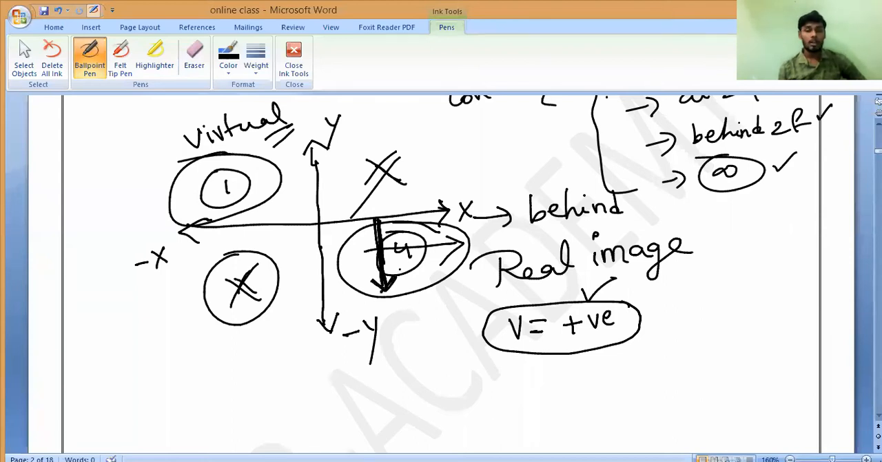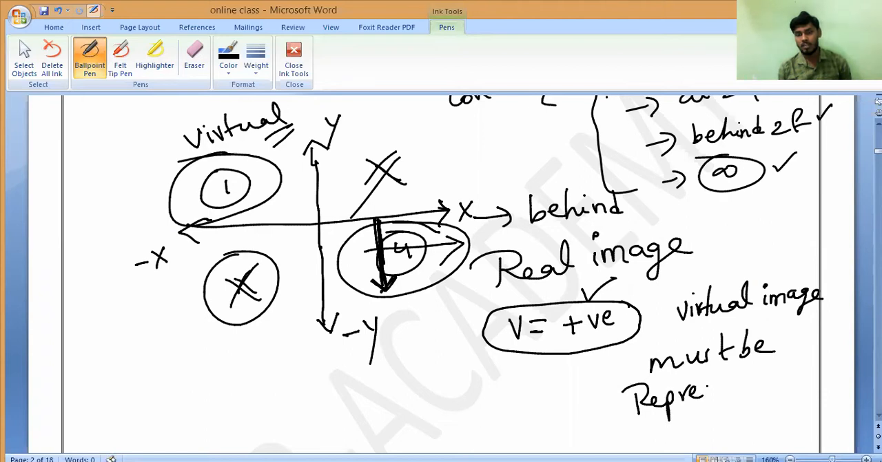And remember, I am telling you, a virtual image must always be shown with dotted lines. Virtual image must be represented with what? Dotted lines. All of you should remember, dotted lines. Nobody should represent it with solid lines.